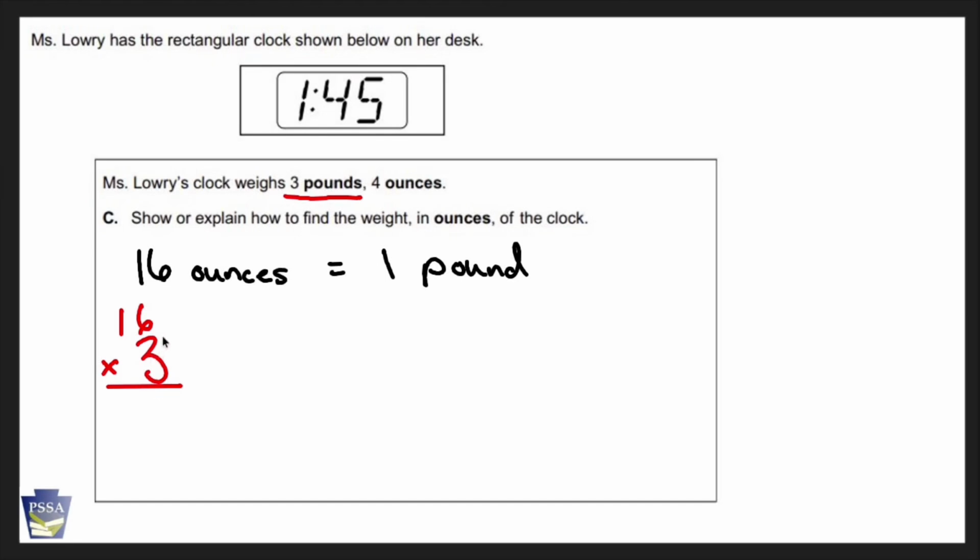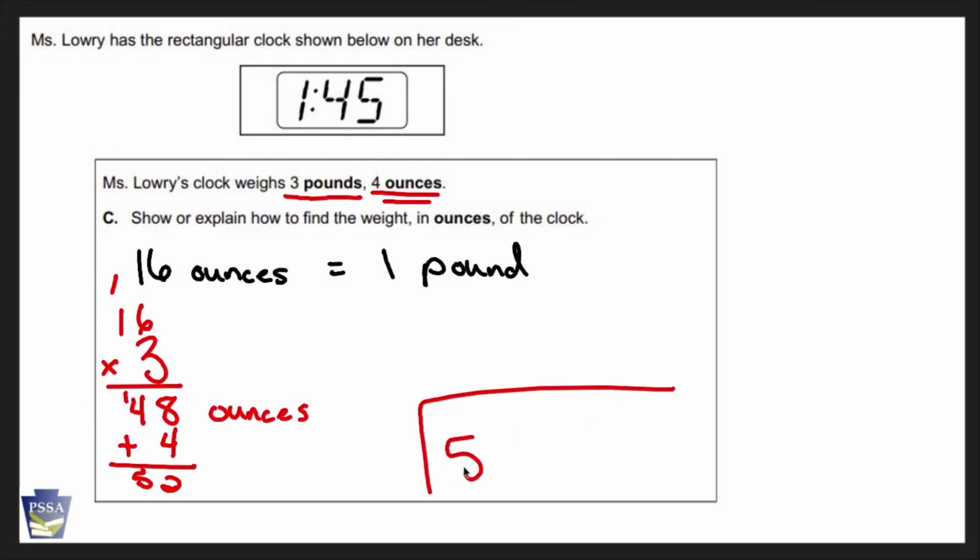3 times 16, so 3 times 6 is 18. Write out the 8, carry the 1. 1 times 3 is 3, plus 1 is 4. So the 3 pounds is going to be 48 ounces. On top of that, we need to add the 4 ounces that was already there. So 48 plus 4: 8 plus 4 is 12. Carry the 1. 1 plus 4 is 5. This whole thing is going to be 52 ounces.